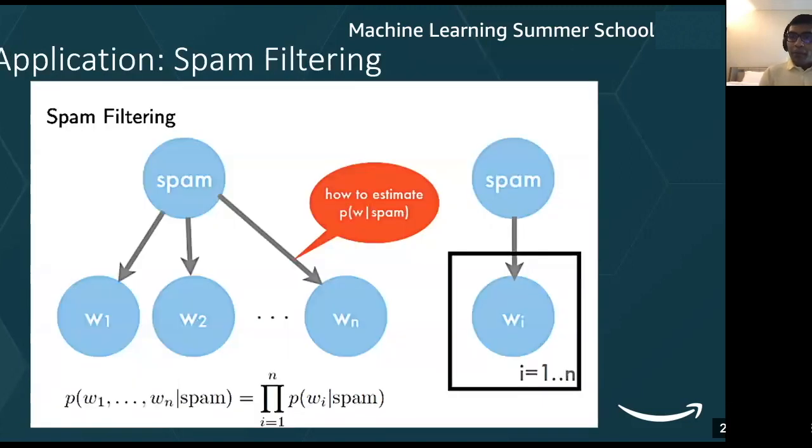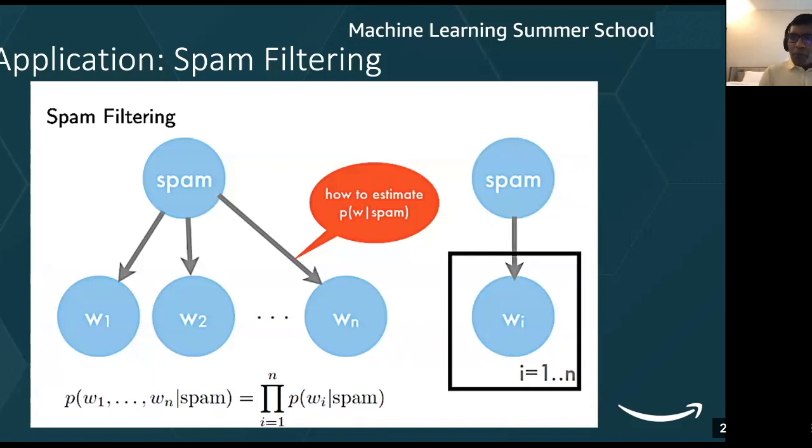Okay, the first application we pick up is spam filtering. So in this graph, spam is a random variable that takes on two values, 0 or 1. W1, W2 up to Wn are words that are drawn from, let's say, a finite dictionary and are essentially dependent on the value of spam, the spam feature.